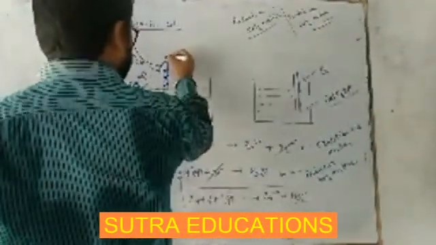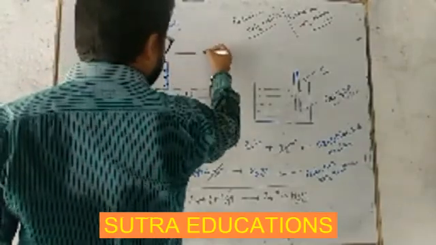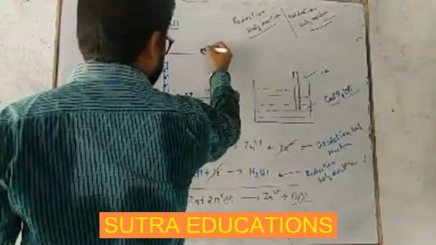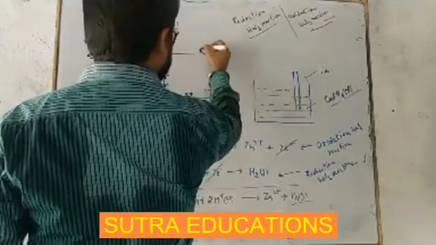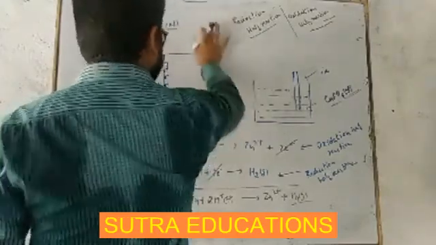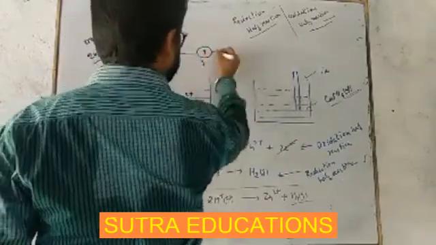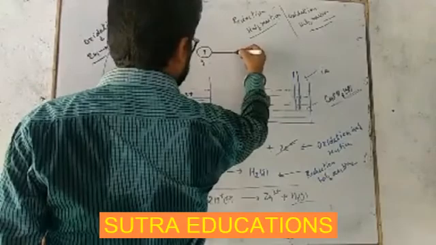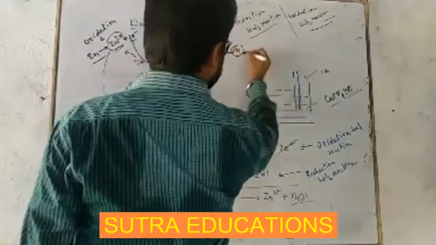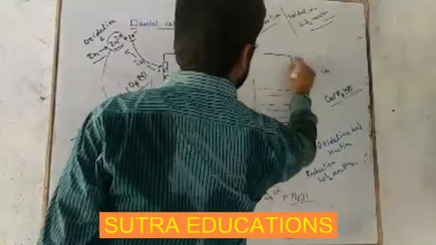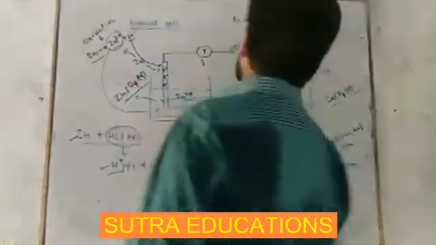And when this zinc rod and this copper rod are connected through a metallic wire, I am connecting this with a wire, and say a voltmeter is used. One voltmeter is connected here. One bulb is also connected here, say.